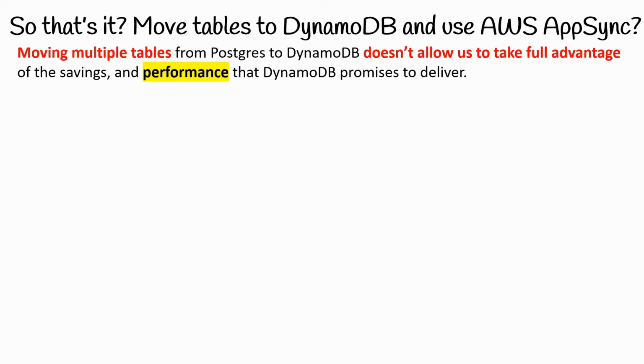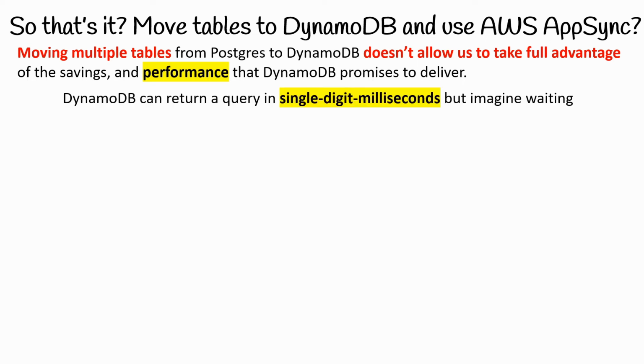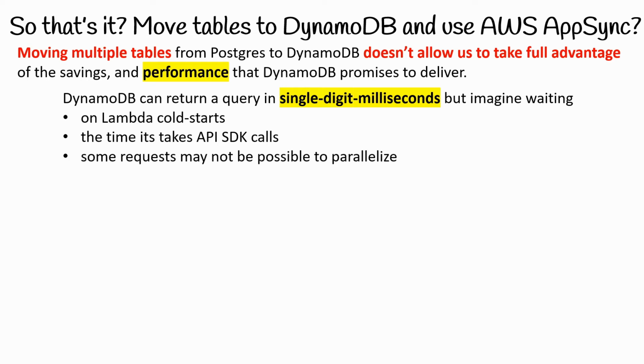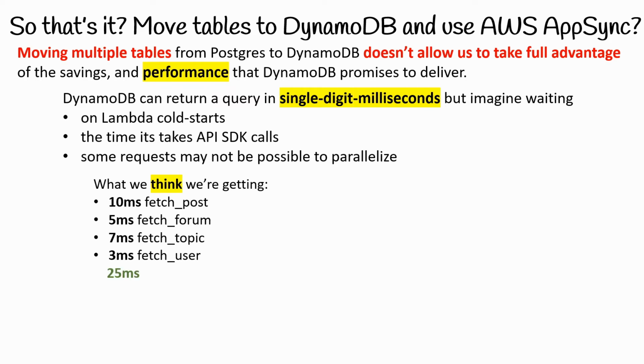So we talked about cost. Let's talk about performance. We saw the cost for multi-table for an existing app wasn't the greatest. What about performance? We said that DynamoDB can return a query in single-digit milliseconds, and at worst case it's 1 second. So let's take the best case, saying we're getting those back in single digits. Remember when we set up without AppSync, we set up all those Lambdas? Well, we'd have to consider those cold starts. We'd have to consider the API calls. Some of the requests might not be parallelized. And so what we think we're getting, all those millisecond requests, we're thinking it's going to be that fast, like 25 milliseconds.